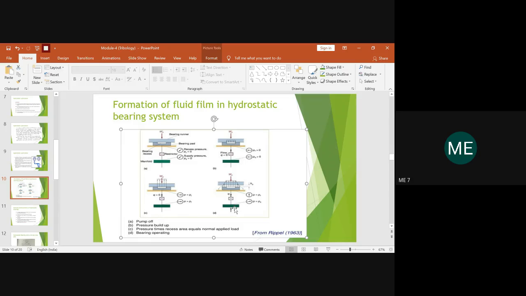And finally, in the last stage, the bearing is in operating condition, right? So due to the movement, the minimum film thickness of the oil will be generated across the contact area between the journal and the bearing. And this will be the load. So the profile of the pressure distribution will be as shown in the diagram over here. So this is how the distribution of the pressure happens, the formation of the fluid film, and how the pressure is built in. All these processes happen in case of a hydrostatic bearing system.